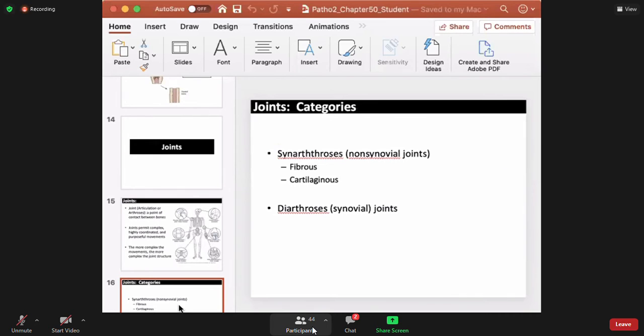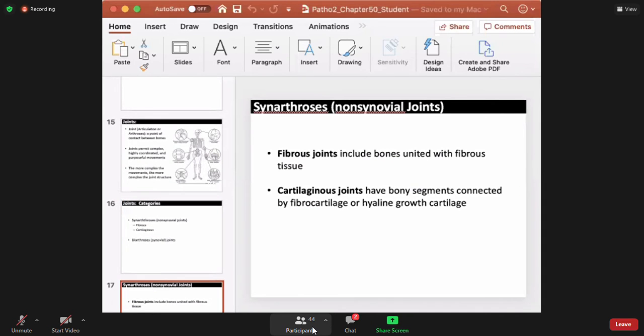The joints themselves are categorized by what makes up the articulation. So for example, if the articulation between the two bones is due to fibrous tissue, it's a fibrous joint. If the articulation between the two bones is due to cartilage, it's a cartilaginous joint. And then you have what's called diarthroses, or synovial joints, which are made up of a synovial capsule.